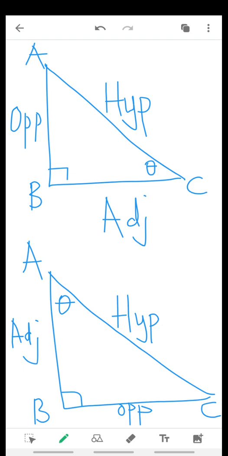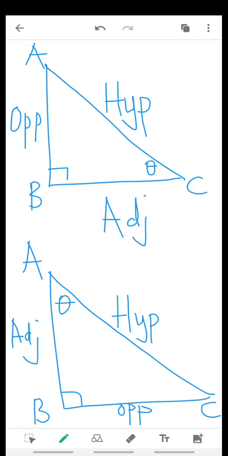In the second diagram, I'm trying to show you that we must not cram and say the opposite side will always be here and the adjacent side will always be here. No. It depends on the position of the angle that you are dealing with. I'm repeating it again: it depends on the position of the angle you are dealing with.